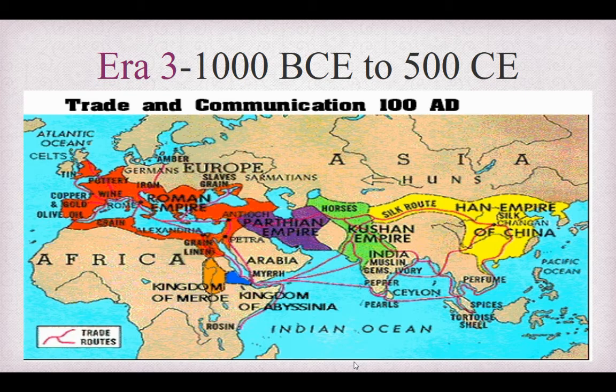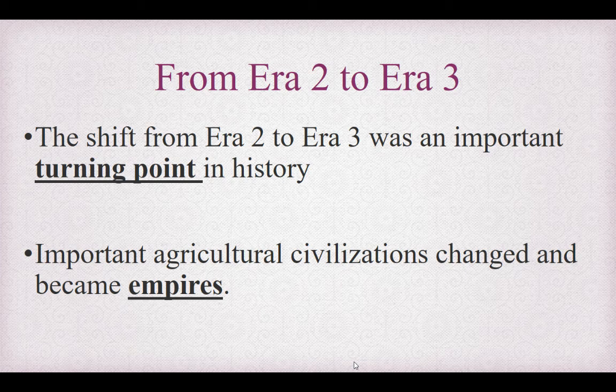So make sure that you look carefully at these two maps in your notes to write down at least 3 differences. Again, the shift from Era 2 to Era 3 was an important turning point in history as these agricultural civilizations changed and became empires. Again, our driving question for this unit is, what does it take to become an empire? How were they able to do this?